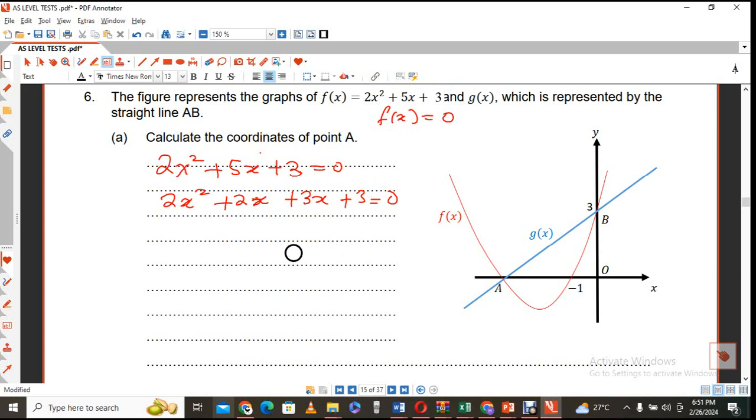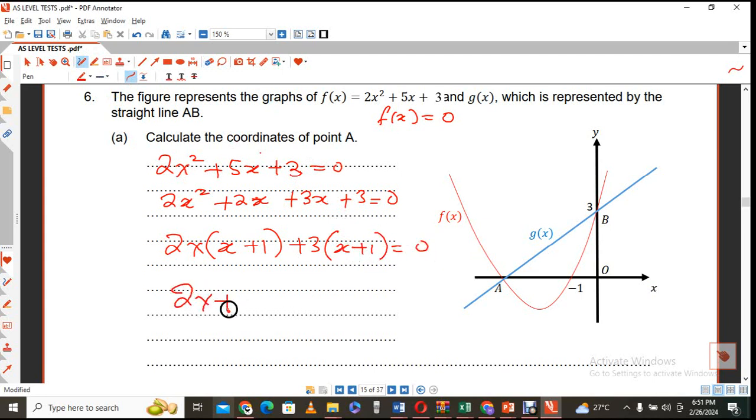Okay, so that should be my equation. Just a little mistake from my side. Anyway, that is 2x outside, x plus 1, plus 3 outside, not 3x, because 3 is a common factor. Then you have x plus 1, which equals 0. So at the end of the day, 2x plus 3, or x plus 1 equals 0.